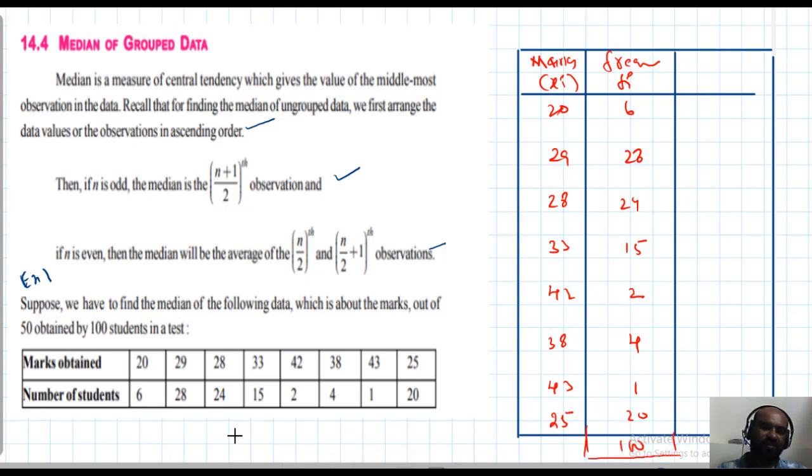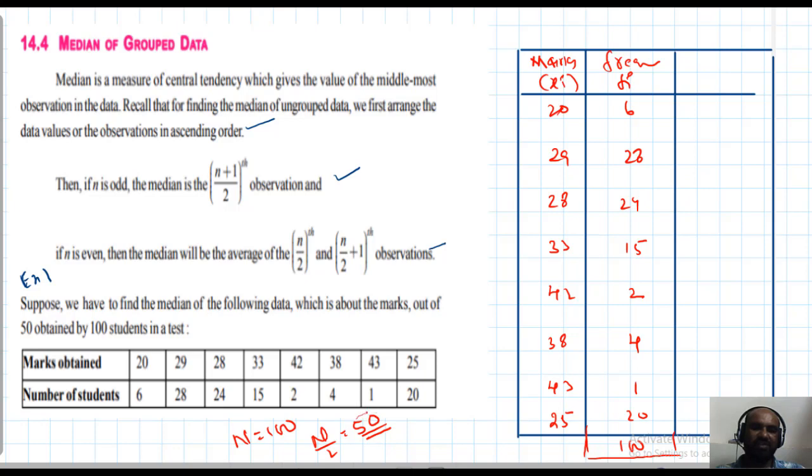Okay, what is the meaning of that? I will write n equal to 100. The number of observations is 100, an even number, no? So what is the value of n by 2? 50. What is the meaning of this? The 50th student and the 51st student; the average mark of the 50th and 51st students is taken as the median of the data.